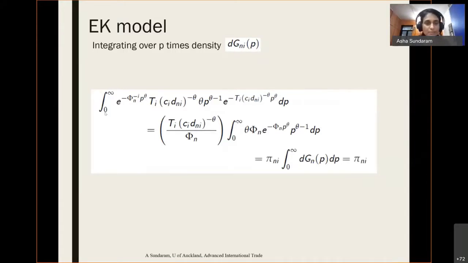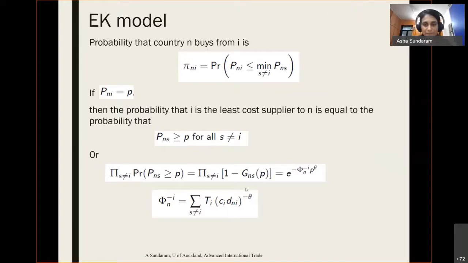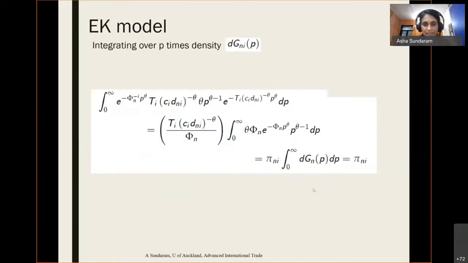What we do is we go from zero to infinity, so over the entire support of prices, we then take this expression from the previous slide, okay? Multiply it by the density of G_n, and that's where this comes from. So this entire expression in the second half is just the derivative of the G_n function with respect to P times dP. This is because I'm integrating over the support of P.